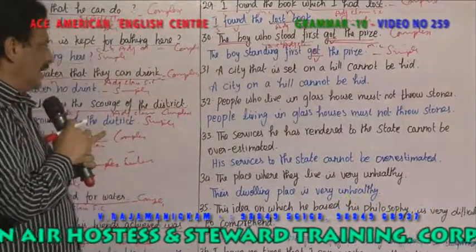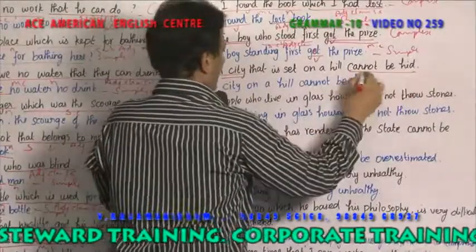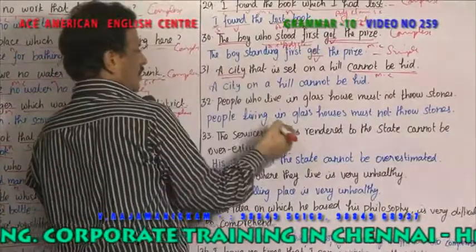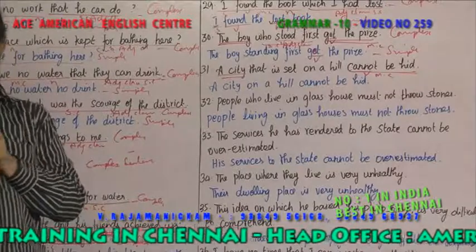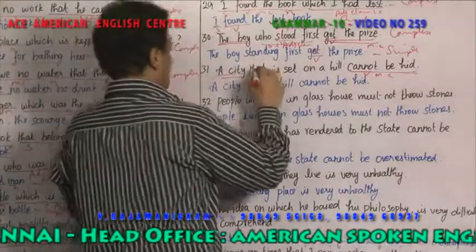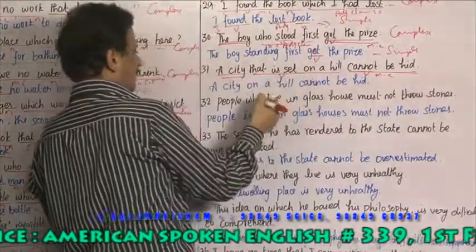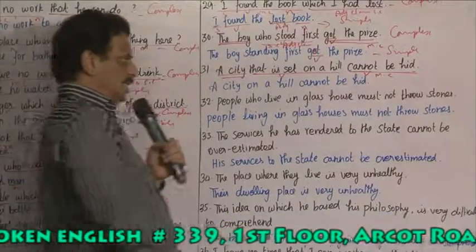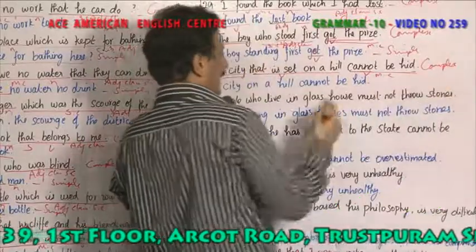So which is the adjective sentence? A city cannot be hid. It is the main clause, right? Cannot is the verb. So this is the main clause. And you are describing the city. Which city? That is set on a hill. Is set is a verb. So that is set on a hill describes the city. So this becomes a complex sentence, one with the main clause and one the adjective clause.